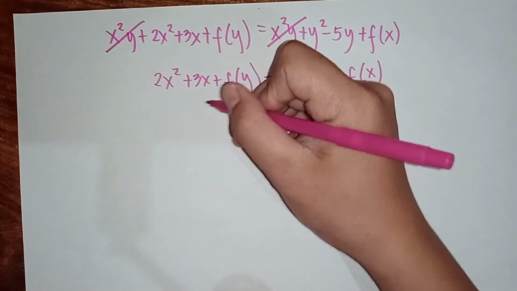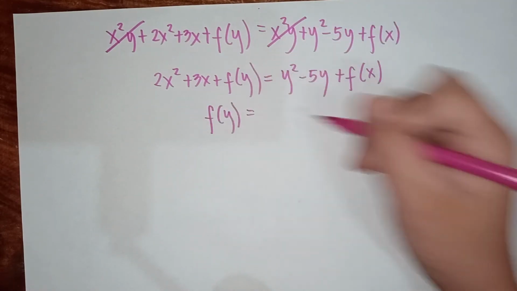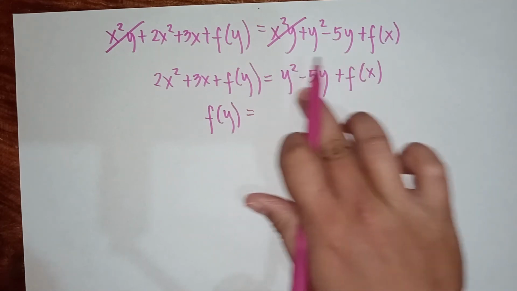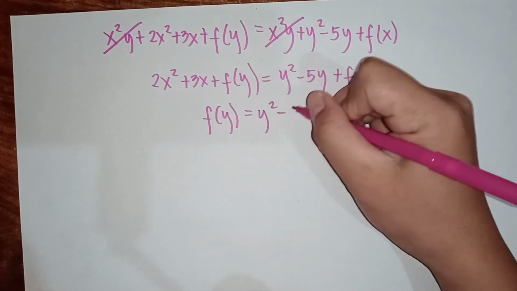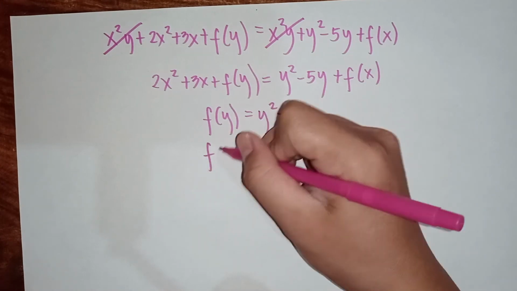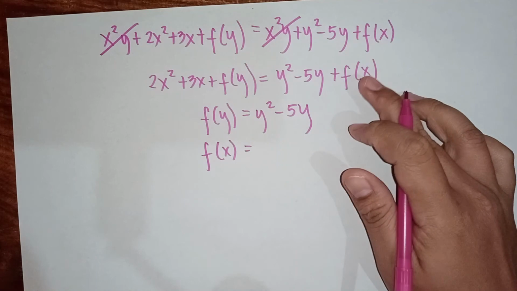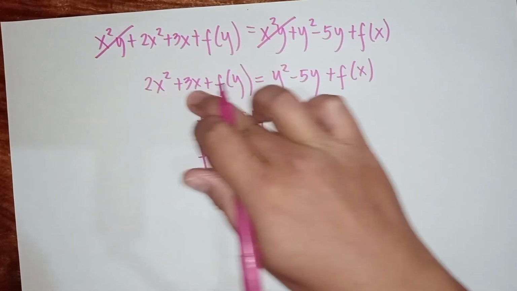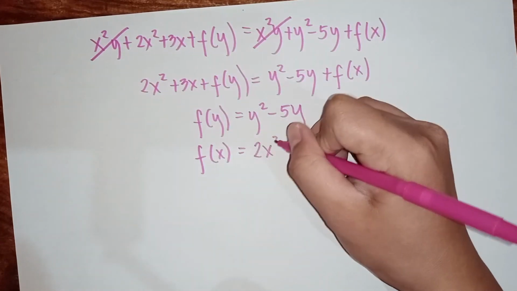So, by inspection, this is equal to your f of y. So, ano yung value ng f of y? This is a function with variable y. So, kung titingnan mo dito, ito yung mga functions with variable y. So, f of y is equal to y squared minus 5y. Okay? So, the value of f of x, this is a function with a variable x. So, kung titingnan mo dito, ito yung mga function na may variable na x. So, therefore, f of x is 2x squared plus 3x.